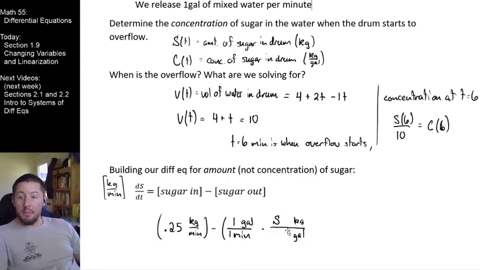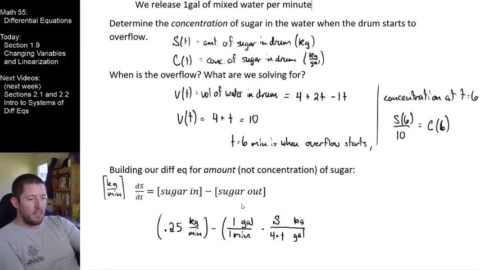Right? That's how many kilograms of sugar are in the tank at any given point in time. And what's the volume of the tank right here, of the stuff that we've got going out? Well, it seems like that's S out of 4 plus T gallons, right? That's our concentration right there. There's S kilograms of sugar divided by the 4 plus T gallons. That's our overall concentration. The rate at which it's flowing out is 1 gallon per minute.